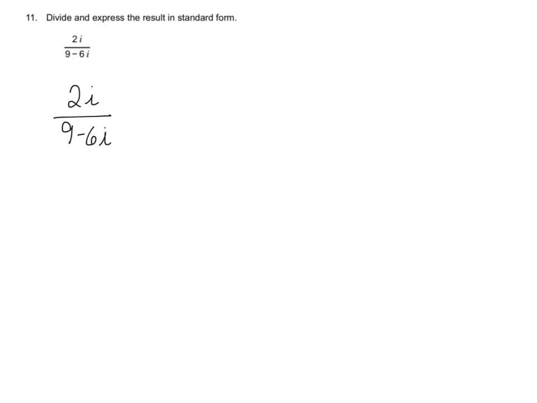Now when I have something in this form, I want to multiply by the conjugate. I want to multiply the top and the bottom by the conjugate. And the conjugate is the opposite of this denominator. So instead of 9 minus 6i, it's going to be 9 plus 6i. So the middle sign changes. And I'll multiply that on the top and bottom.